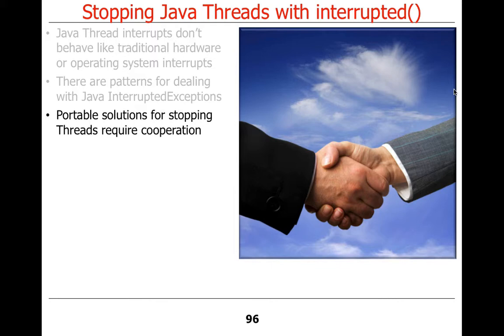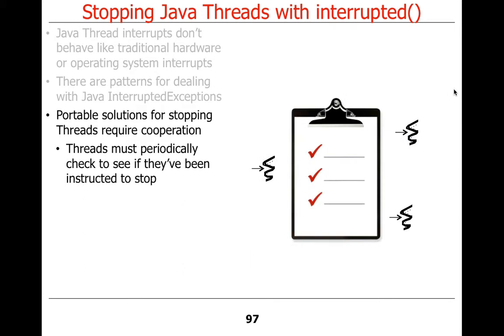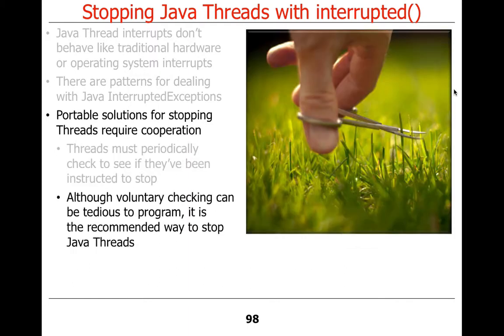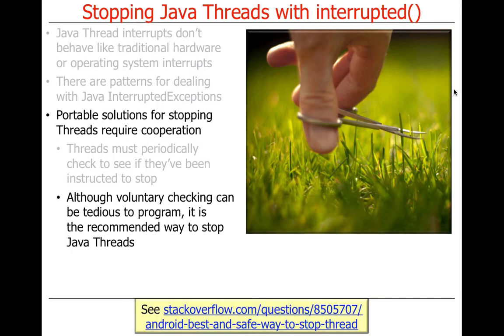Portable solutions to stopping threads require cooperation between the thread that wants things stopped and the thread that needs to be stopped. Threads have to periodically check to see if they've been instructed to stop. There's no way to handle it that doesn't require some checking, although in some cases, by calling blocking calls, you'll be notified automatically. It's rather tedious to program this, especially if you have to start putting checks into your code to see if you've been interrupted. It takes a long time, but that's the way you're supposed to do it. And if you take a look here, it talks about the ways to stop threads on Android, which are basically the same as they would be on Java.